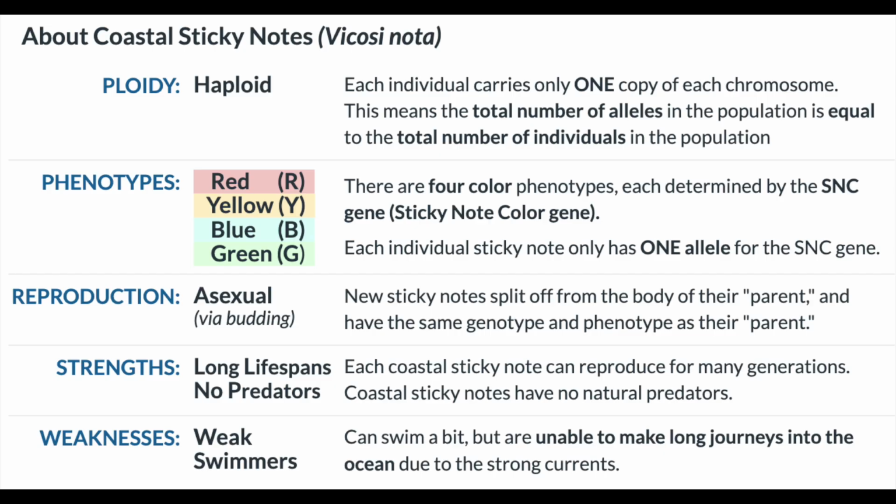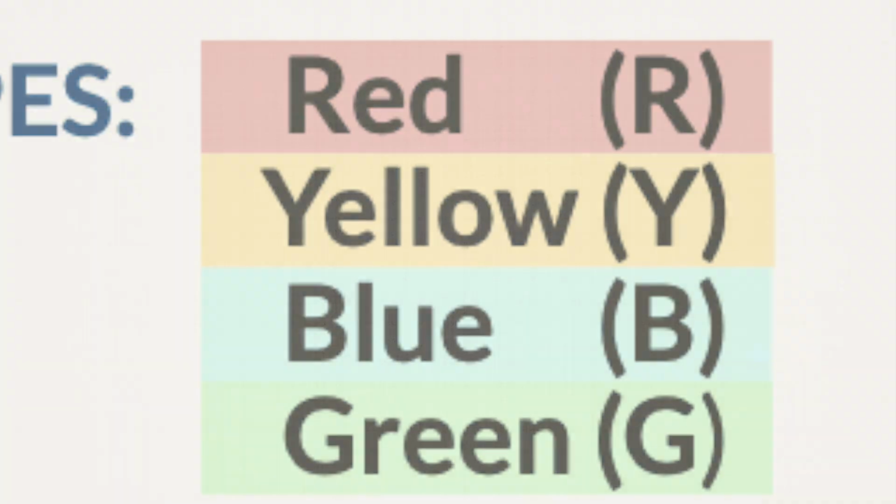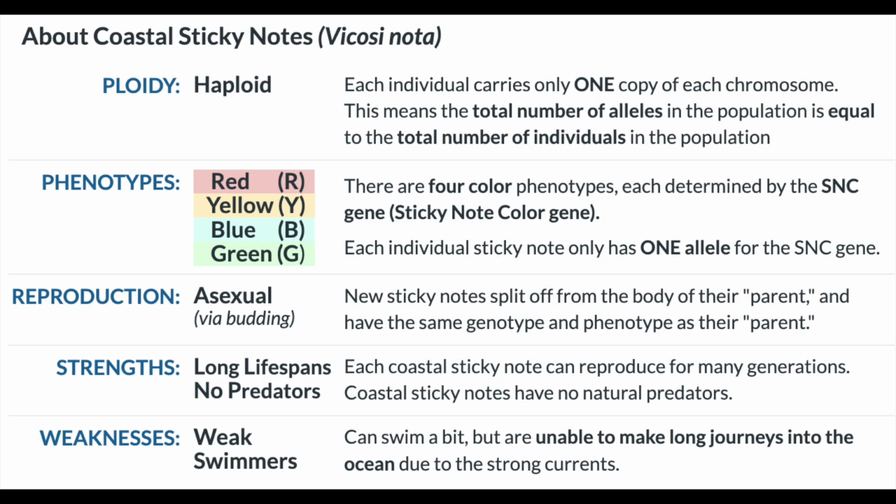Keep in mind, this is unique to this situation. Usually we have two copies of two alleles for each gene. This population is unique in that they are haploid. When we look at the phenotypes, we have red, yellow, blue, and green sticky notes, and the corresponding alleles are R for red, Y for yellow, B for blue, and G for green. So there are 4 color phenotypes, each determined by the sticky note coastal color gene. Each individual sticky note only has one allele for this gene.